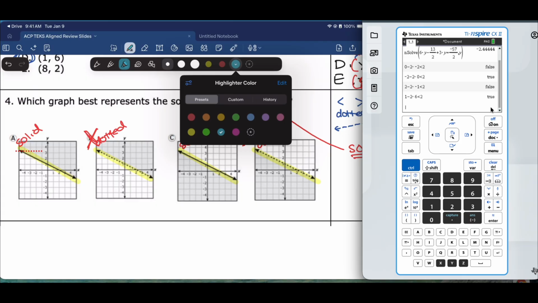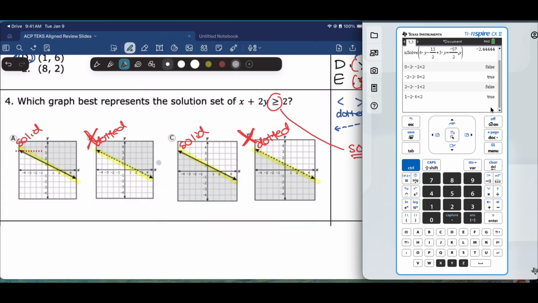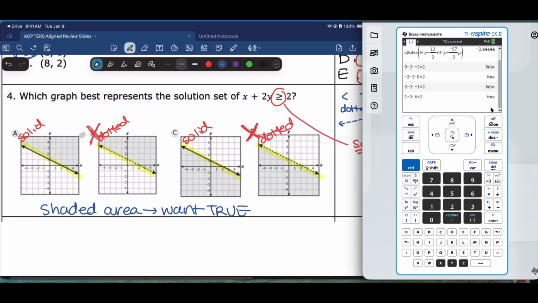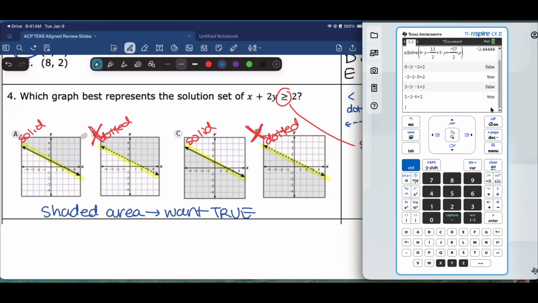So what I mean by shaded area is this part right here. All of this is my shaded area. That's where I want, and right here. That's where I want to pick a point. So those are where I'm going to pick a point, and I want true. Shaded area, want true. Okay. So let's just start over here.